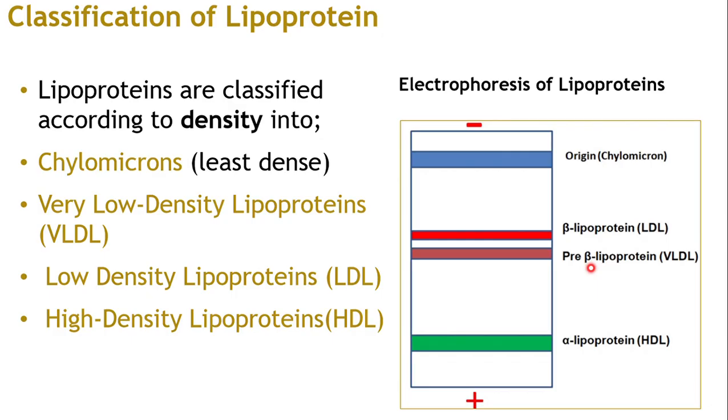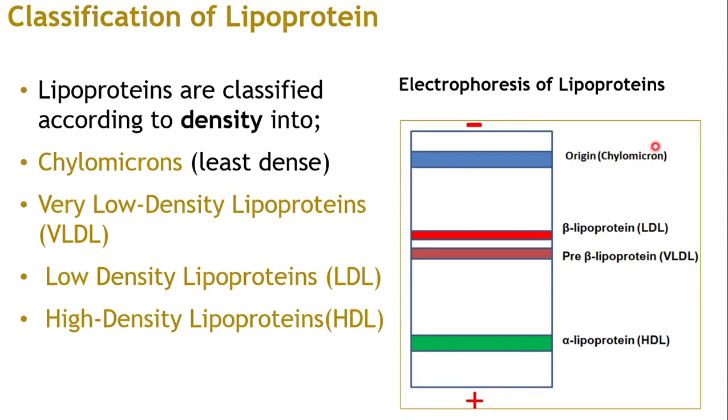Examples include the chylomicrons. It's a very large molecule but least dense. Then the very low density lipoprotein, which is the VLDL, low density lipoprotein, which is the LDL, and high density lipoprotein. Now, let's talk about how this electrophoresis works. A sample is just placed on a gel and subjected to an electric current.